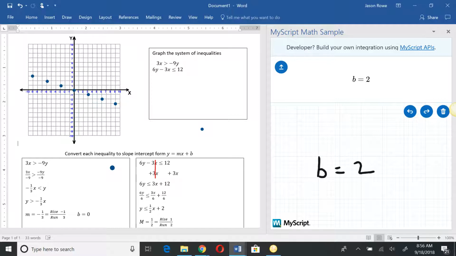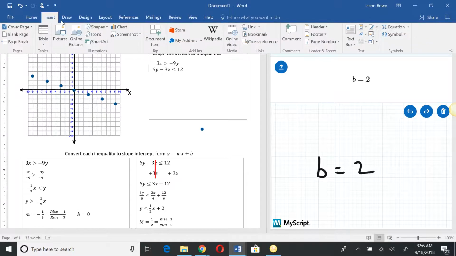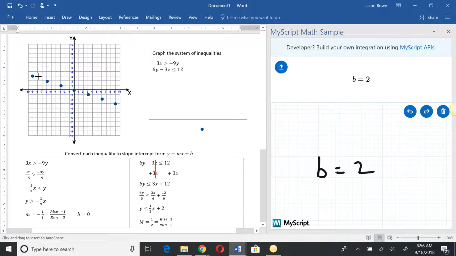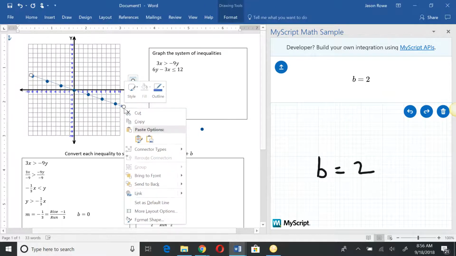So this line, since it's just greater than, this line should be a dashed line. So I'm going to insert a line. So here's my line. And I'm going to draw my line. And when I draw it, it's going to end up being solid. But what I can do is I can change it.